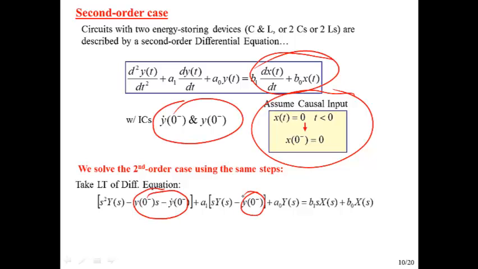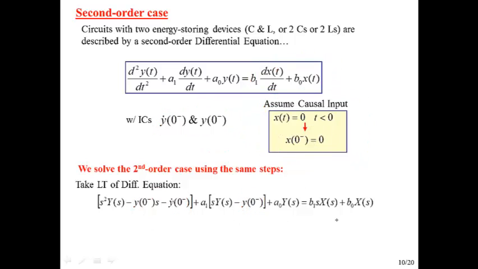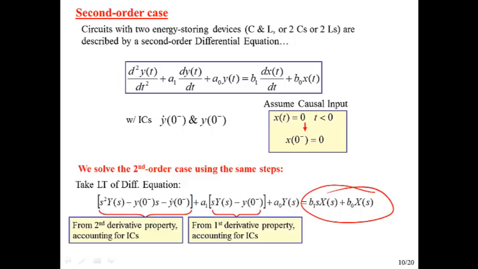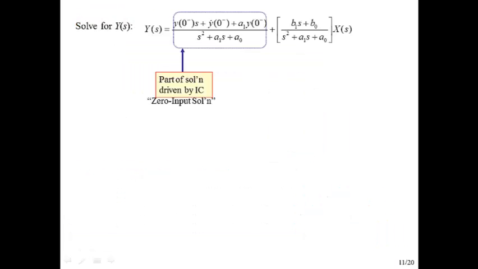They show up here on the left side when we do the Laplace transform, but on the right side we're assuming a causal input so that x of 0 minus is 0. So we don't get any of those terms like that over there. And so those just come from the derivative properties for accounting for the initial conditions. Then we solve for y of s, and again the big ideas that we see, two different parts. This is all driven by initial conditions. This is all driven by input.